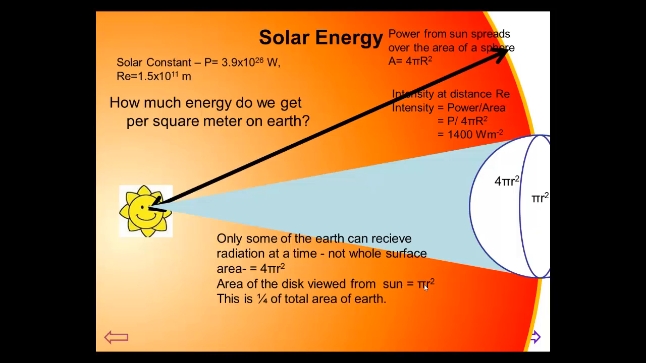So you think of the total area of the Earth, but only pi r squared worth of the Earth is actually getting the full power of 1400 watts per meter squared. So the average intensity is going to be 1400 divided by 4, which will be roughly 350 watts per meter squared. This is the average over the Earth during different seasons and during the day and night.